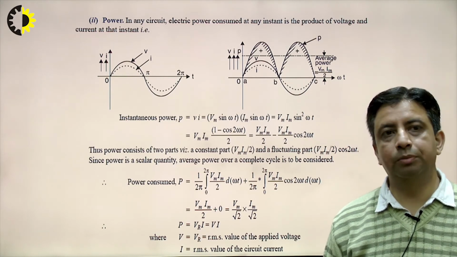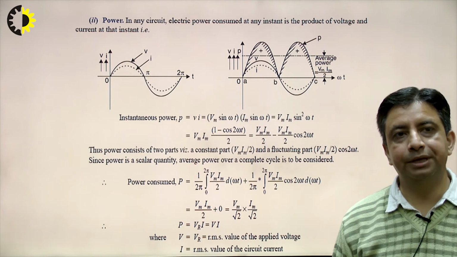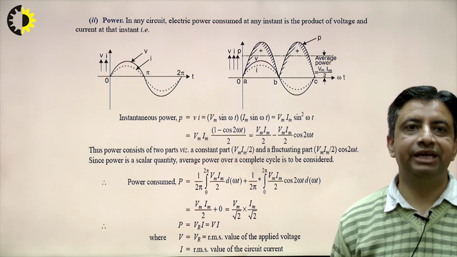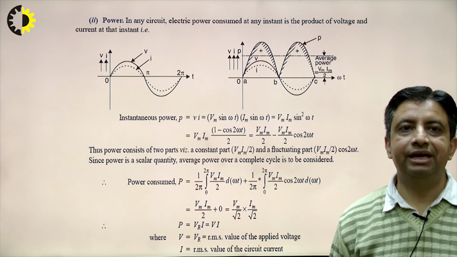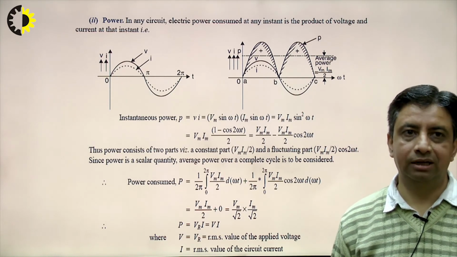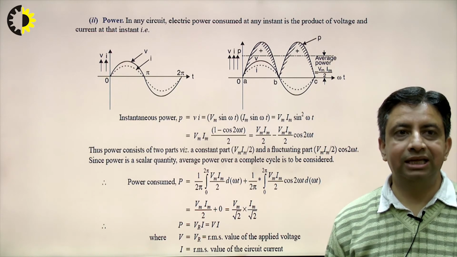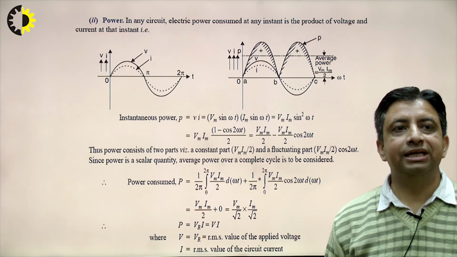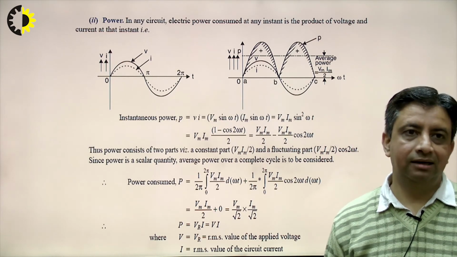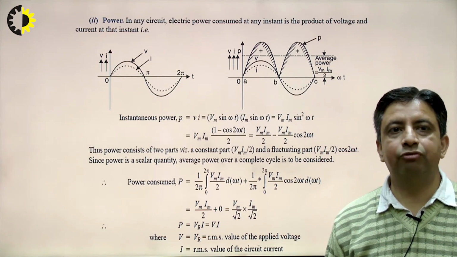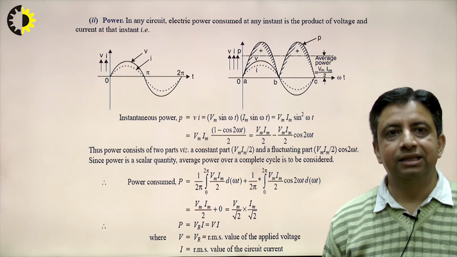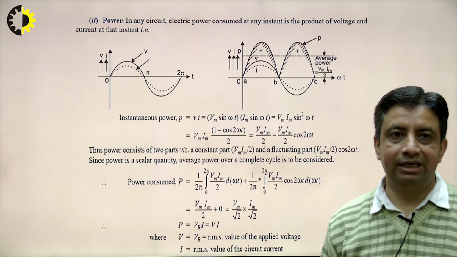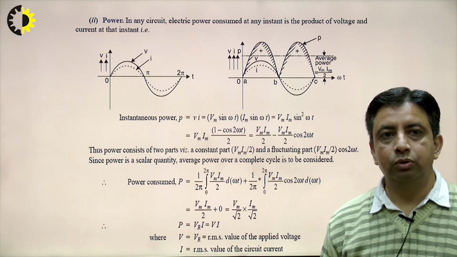Now, sin squared omega t we know is (1 minus cos 2 omega t) by 2. If I open the bracket, I will get two terms: Vm Im by 2 and second, Vm Im by 2 cos 2 omega t. Power is a scalar quantity, so it is considered over a complete cycle. If I integrate it over a complete cycle, the second component, Vm Im by 2 cos 2 omega t, will come out to be equal to 0.